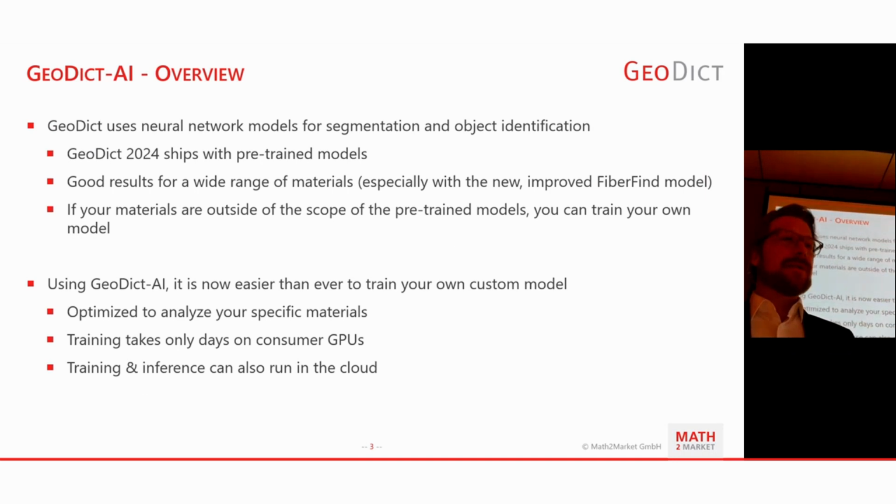So as an overview, Geodict uses neural networks for segmentation and object identification, amongst other functionality. Geodict 2024 ships with some pre-trained models for fiber identification and binder segmentation, which already give a good result for a wide range of materials, especially with the new improved FiberFind model that we ship. But if your materials are outside of the scope of these pre-trained models, outside of the distribution that was assumed when training those models, or if you want to get even better results, you can train your own model using the Geodict structure generators and using Geodict AI, as I will show you in this presentation.